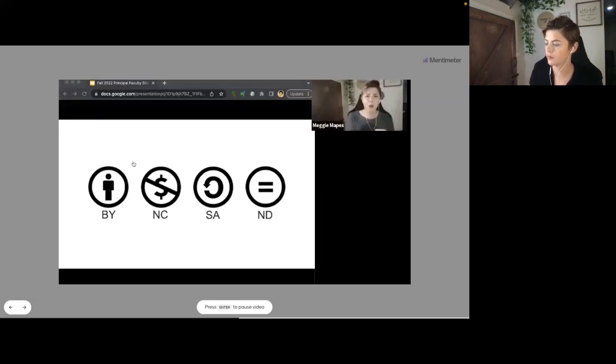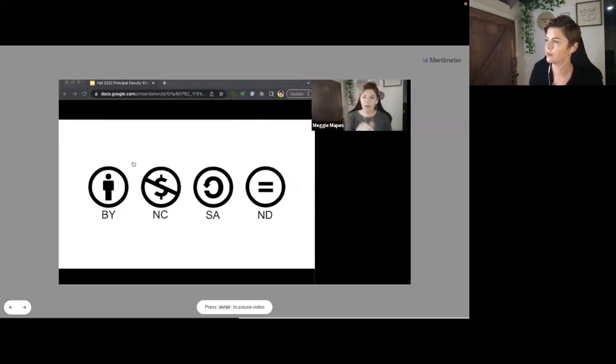That third component is CC SA, and that CC SA means share alike. And the share alike license means that they're fine with you, right? Often creating a derivative, editing their work, remixing it, but you have to use the same license that they have on their original work. So if they have, you know, an NC license and an SA license, you have to have the same license on the derivative that you've created.